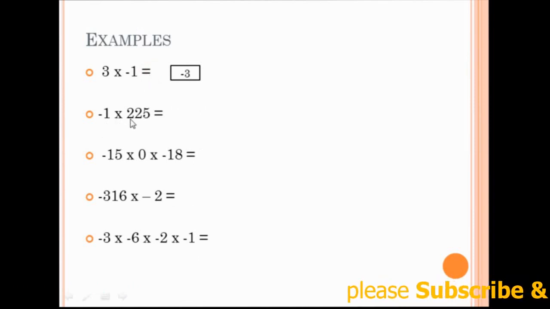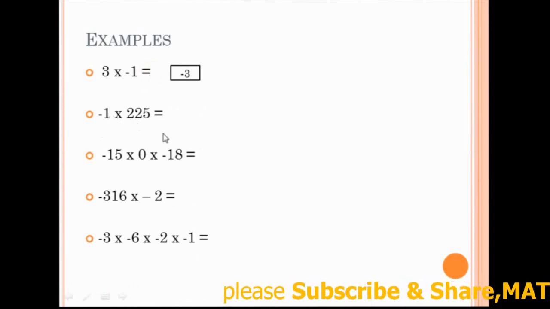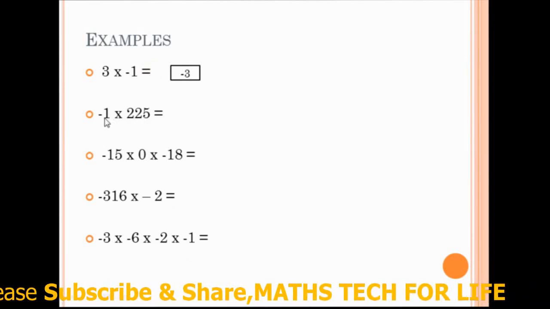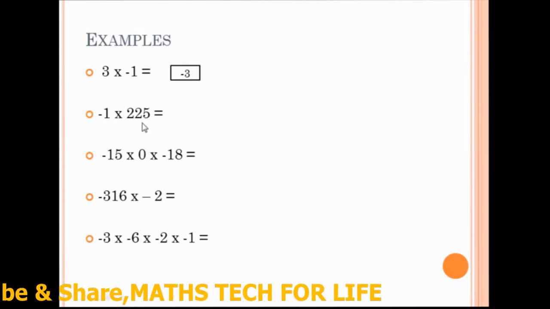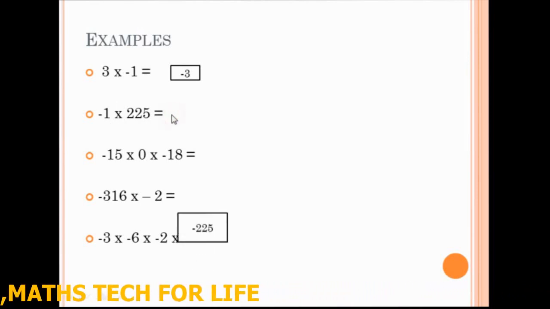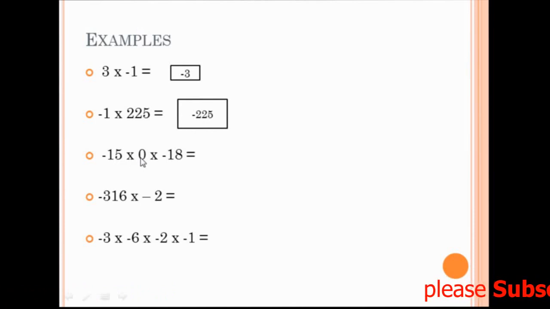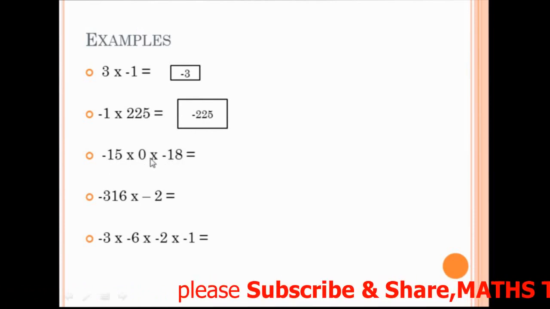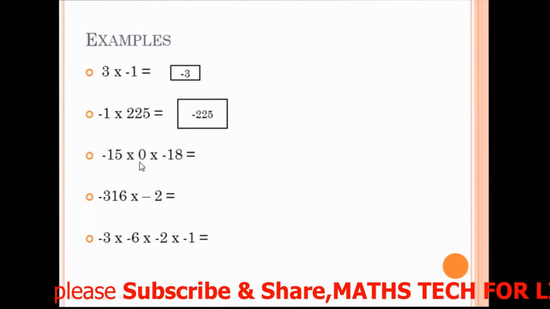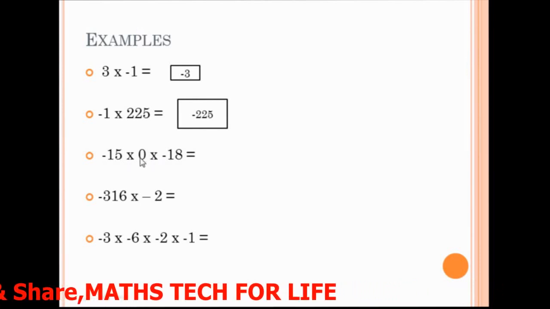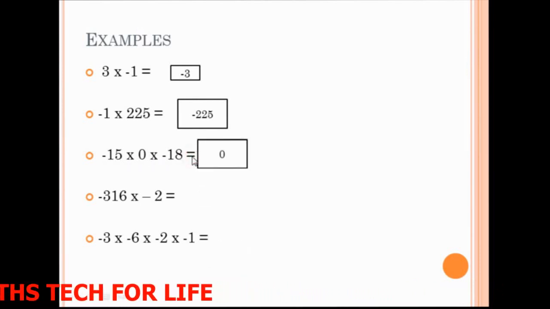Here also, 1 multiplied by 225, you take 1 and 225, and you will get 225. Then here one is a negative number and the other a positive number, so the product will be negative. So negative 225 is the answer. Here minus 15 multiplied by 0 multiplied by minus 18. No need to think more about that because you know if you multiply any integer by 0, you will get 0. So one 0 is here, which means the answer will be 0.